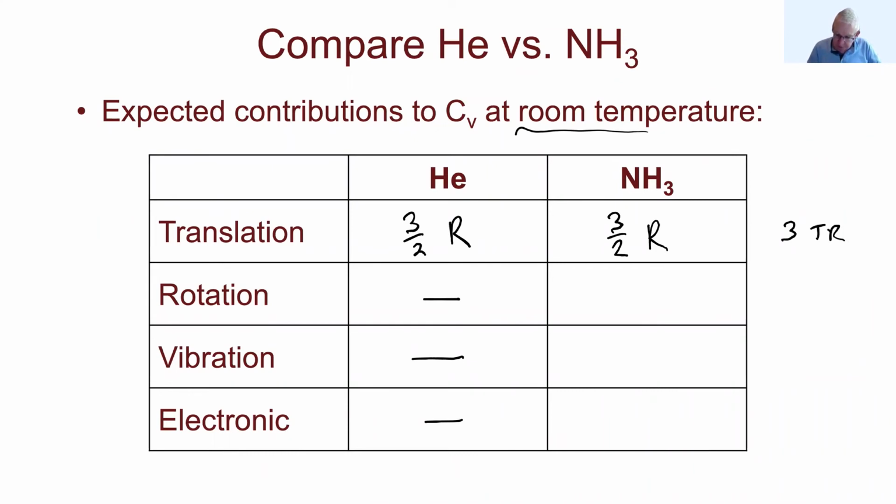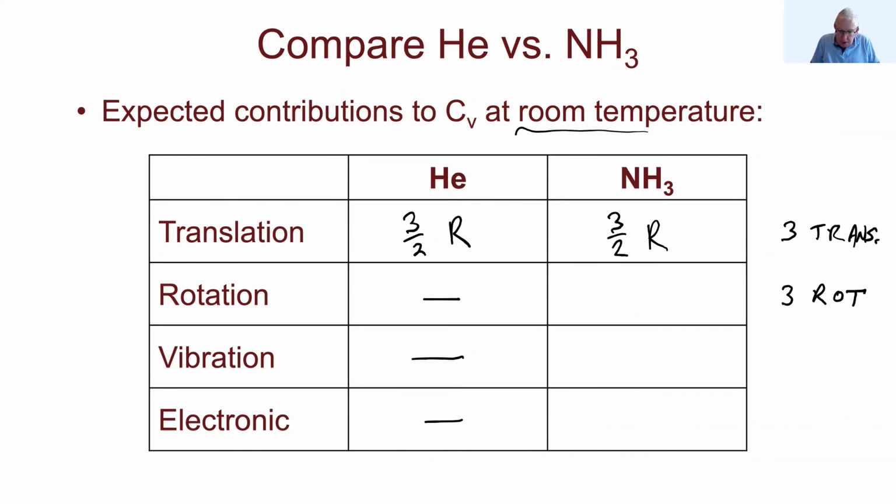That's just like XYZ degrees of freedom. For rotations, ammonia is a nonlinear molecule. We've done diatomics mostly, and then we say there's 2 rotations. For ammonia, there's actually going to be 3, because I'll have 3 different axes I can rotate about. So I will have 3 rotations here.